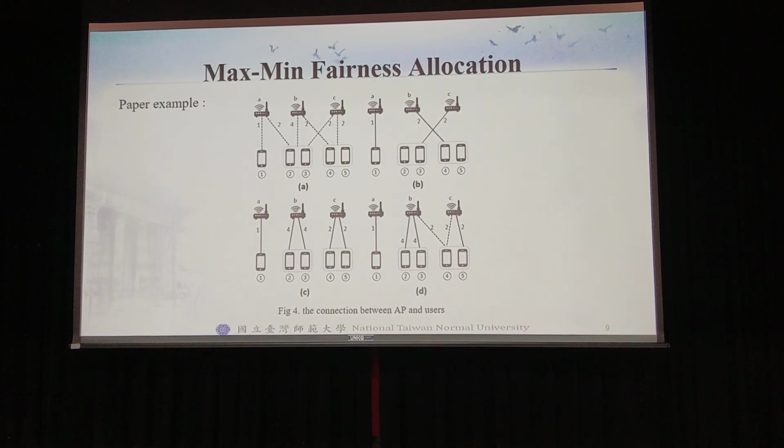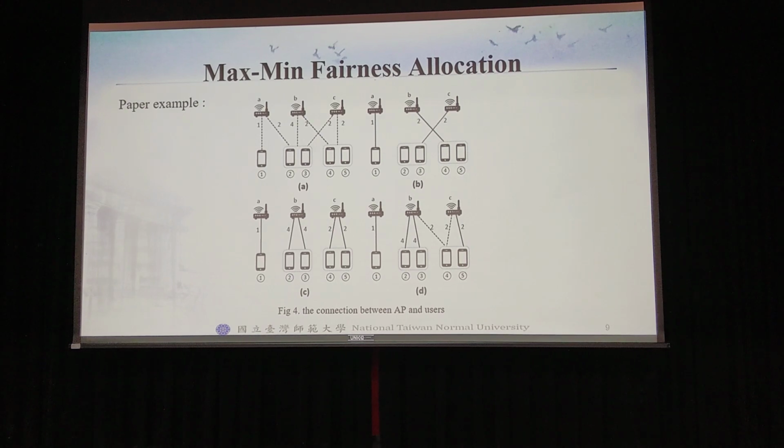And this is a paper example. There are 3 APs, AP A, AP B, and AP C, and there are 5 users, user 1 to user 5. In figure A, the data indicates all the possible connections, with the numbers on the lines representing the connection rate. AP A is connected to user 1 with a connection rate of 1. AP B is connected to users 4 and 5 with a connection rate of 2 each. AP C is connected to user 2 and user 3 with a connection rate of 2.